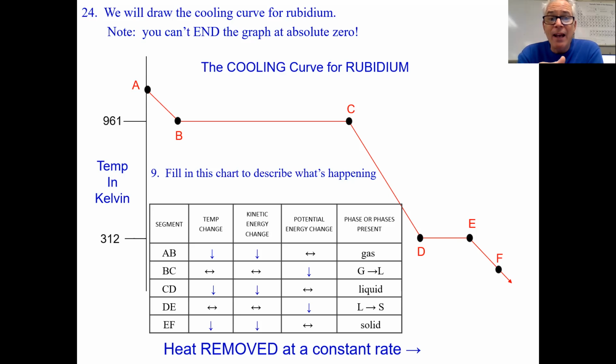A to B would still be gas, B to C would be the hot phase change, C to D would be all liquid cooling, D to E would be the cold phase change, and E to F would be the solid getting colder and colder, as cold as you could make it.